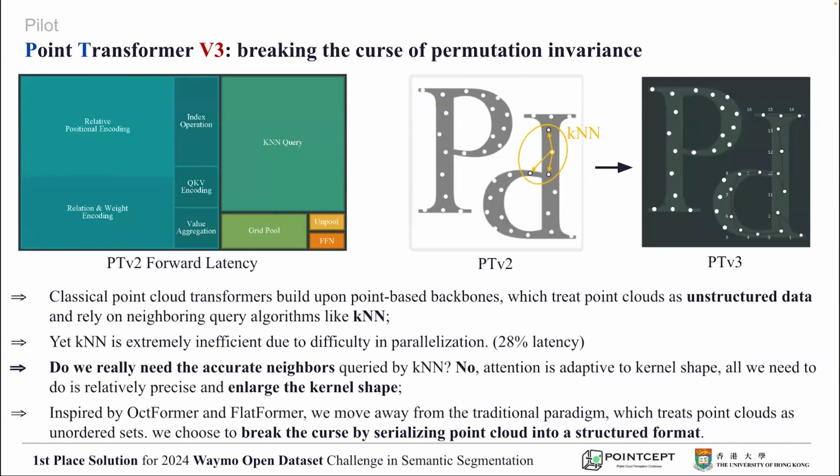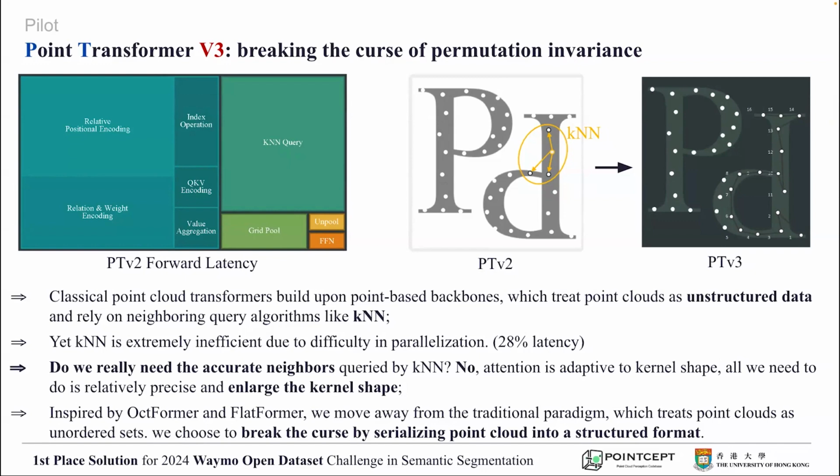So what's the starting point for examining our scaling principle? We benchmarked the forward latency of Point Transformer version 2. We noticed that the k-nearest neighbor query algorithm, which provides accurate neighbor points for point-based methods, takes up 28% of forward time due to difficulty in parallelization. However, do these accurate neighbor points really matter for good local attention? The answer is no. Attention is adaptive, so we can trade the accuracy of neighborhood for better efficiency.